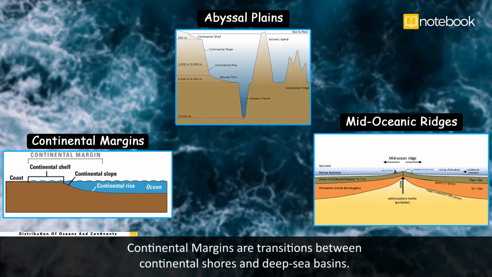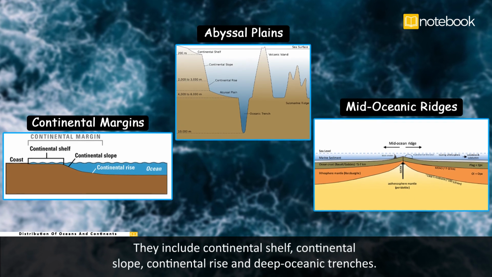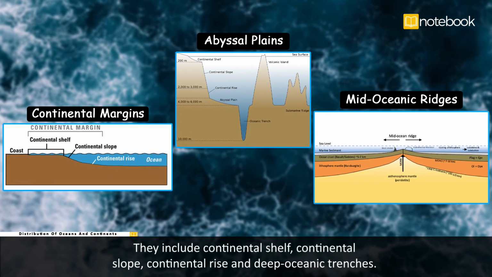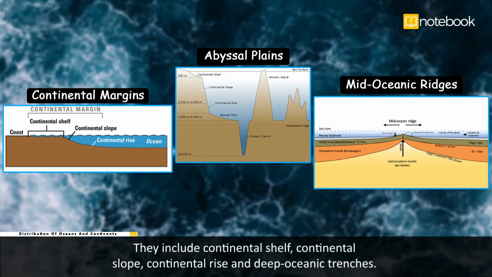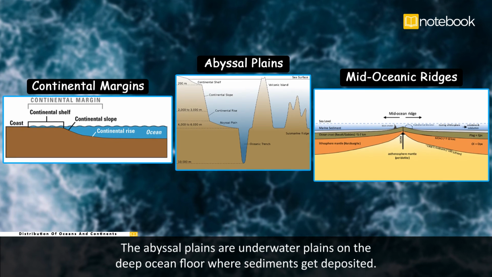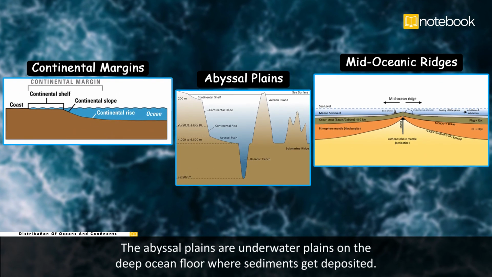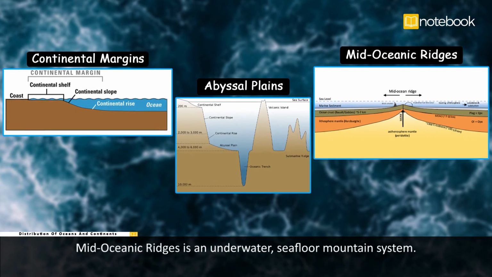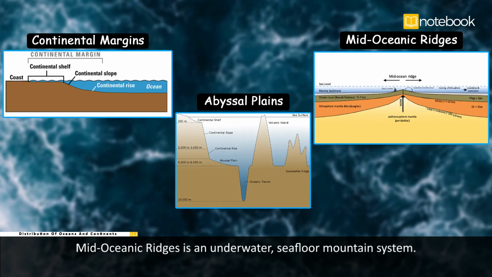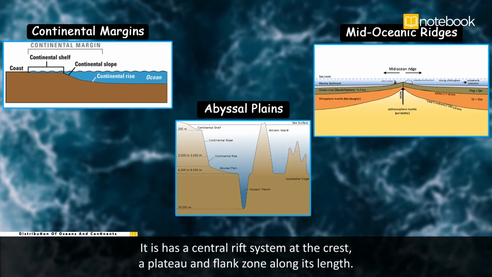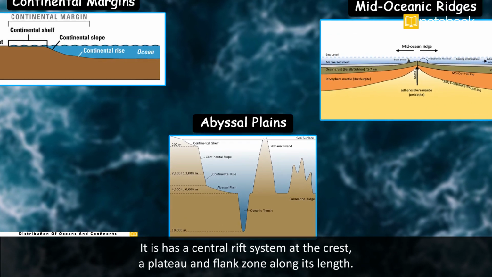Continental margins are transitions between continental shores and deep sea basins. They include continental shelf, continental slope, continental rise, and deep oceanic trenches. The abyssal plains are underwater plains on the deep ocean floor where sediment gets deposited. Mid-ocean ridges are an underwater seafloor mountain system. It has a central rift system at the crest, a plateau and flank zone along its length.